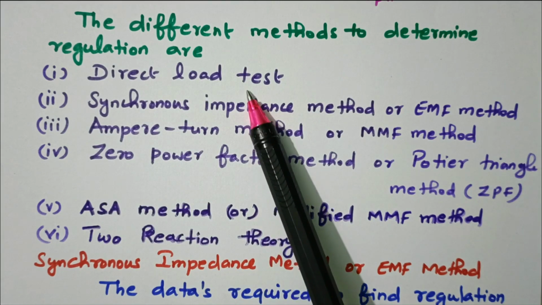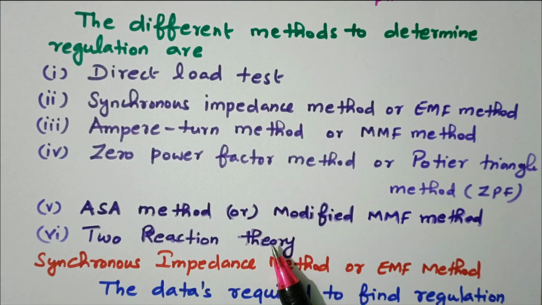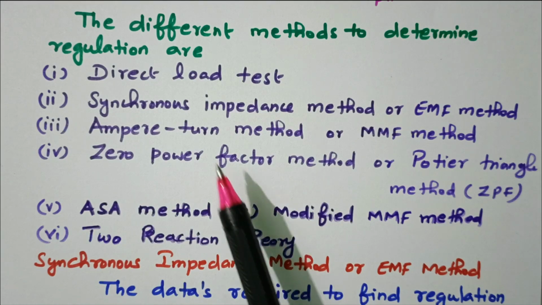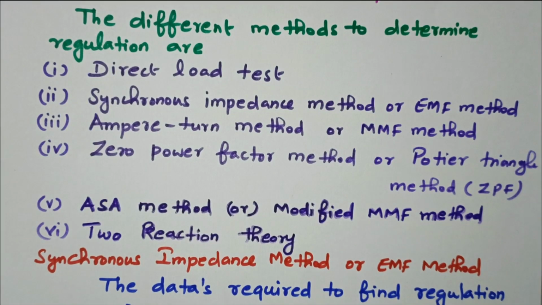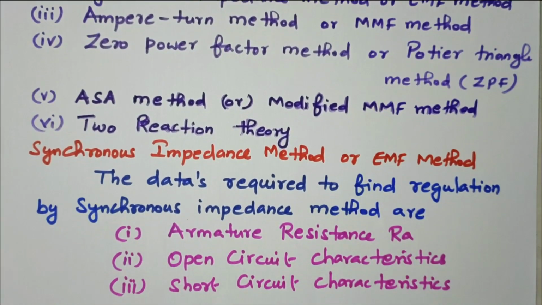So these are all the various methods to find the regulation of the alternator. A separate video is available for each of the methods. The link is available in the description box. In this video we'll see the EMF method, synchronous impedance method. Now we'll go to this EMF method.